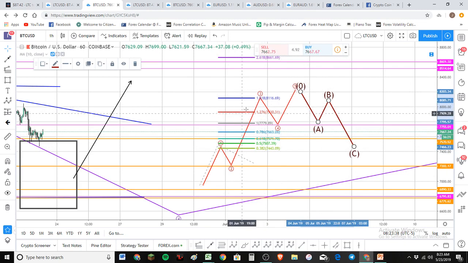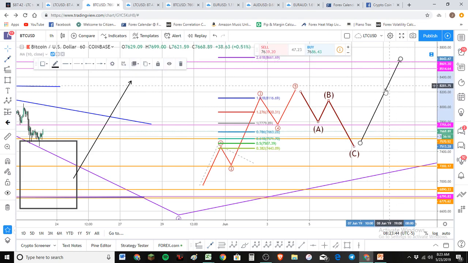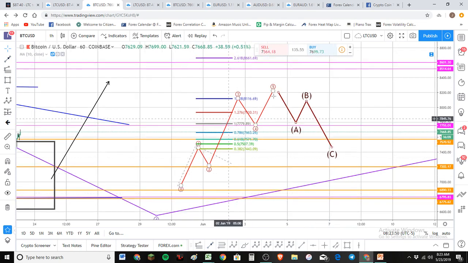Why? Because that means we're going up, okay? That means we're heading, not to the moon, but we're heading up for the third wave. And this is my 1-2 trade scenario. Basically, you wait for this 1, 2, 3, 4, 5 to occur. Then you got this correction down, and then you enter the trade on this corrective wave.